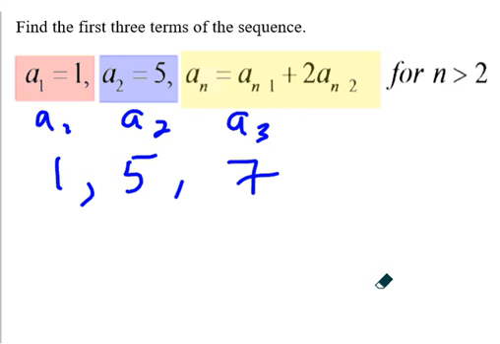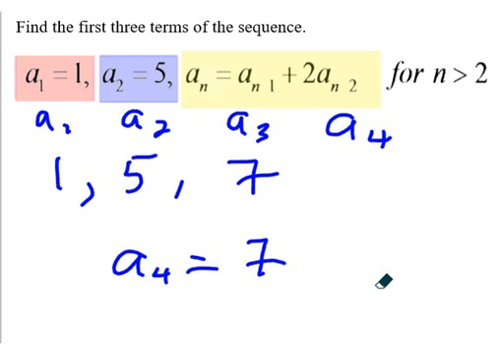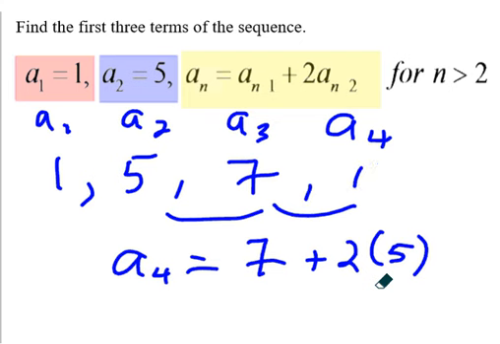Maybe you could pause the video and try it, and then see if you get the same thing I get. So when I want A4, I'm going to take the number right before, a sub n minus 1. Well, that was the 7. And I'm going to add twice the number that was 2 spots before. So it's here. That's 1 spot back. This is the 2nd spot back. And I'm going to get a total of 17. And I could keep going in that manner and get a bunch of other numbers.